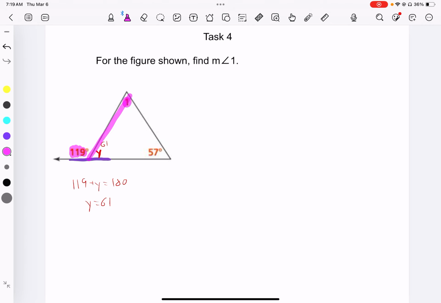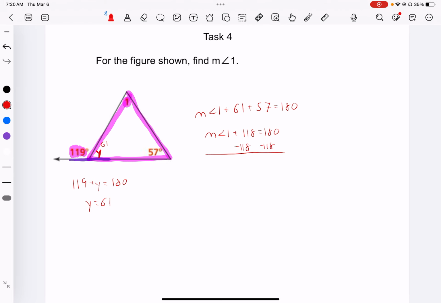Now, in my triangle, I have two of the three angles. So the measure of angle 1 plus 61 plus 57 equals 180. 61 plus 57 is 118. So the measure of angle 1 plus 118 equals 180. When I subtract 118 from both sides, the measure of angle 1 is equal to 62 degrees.